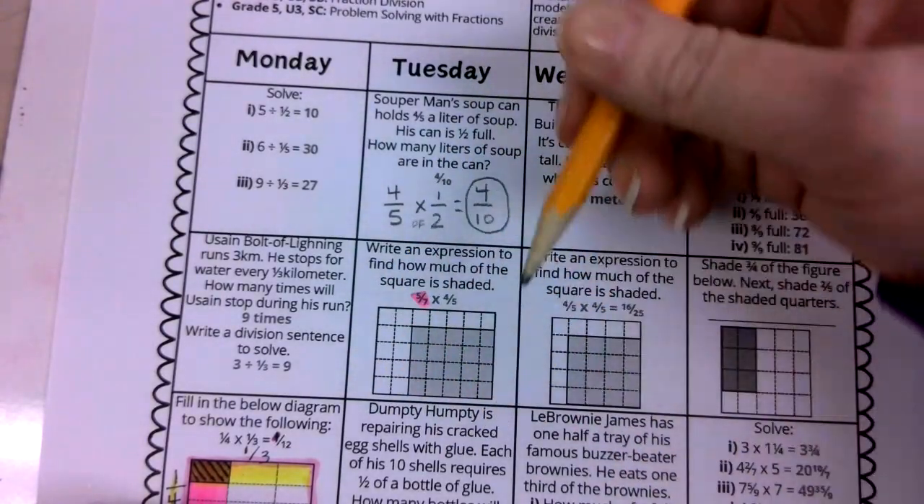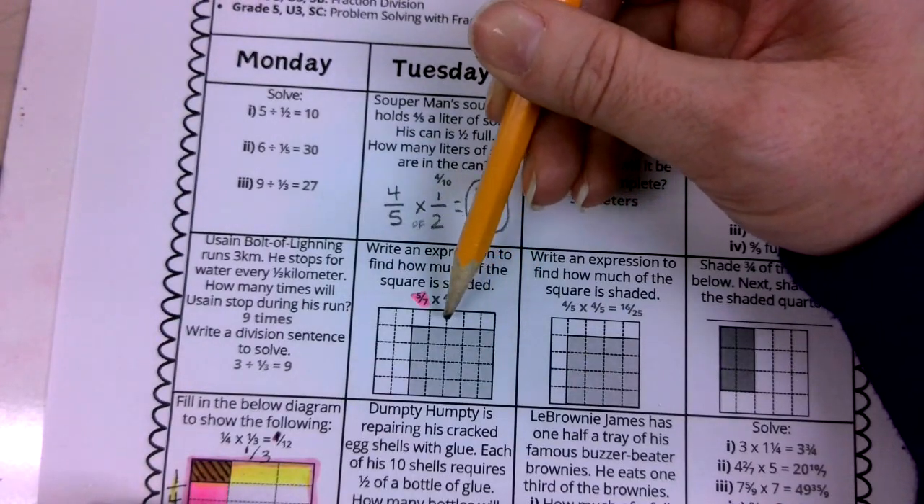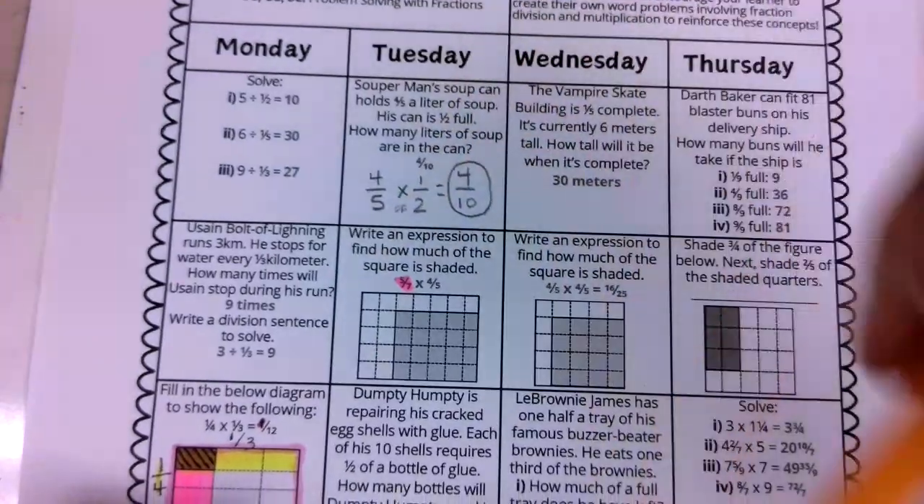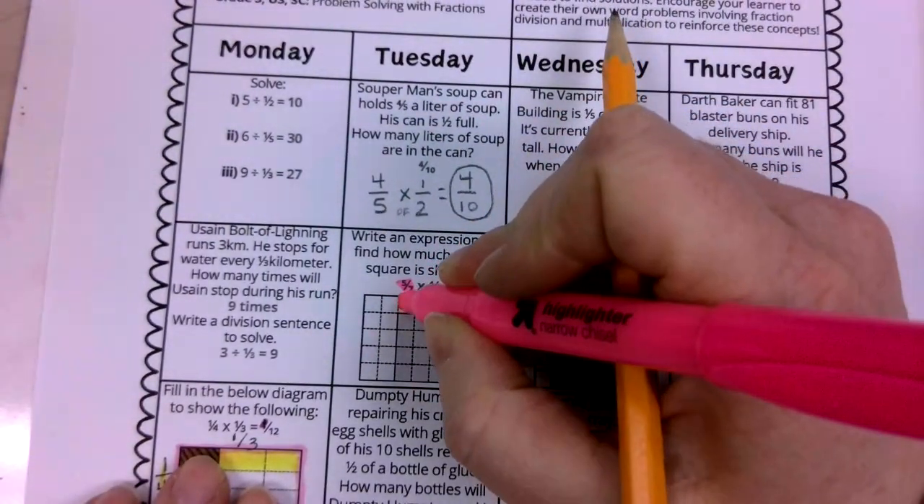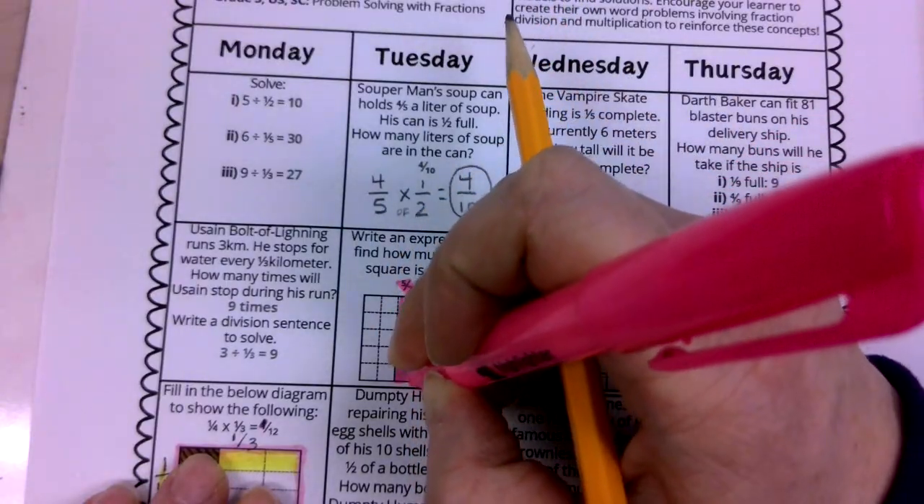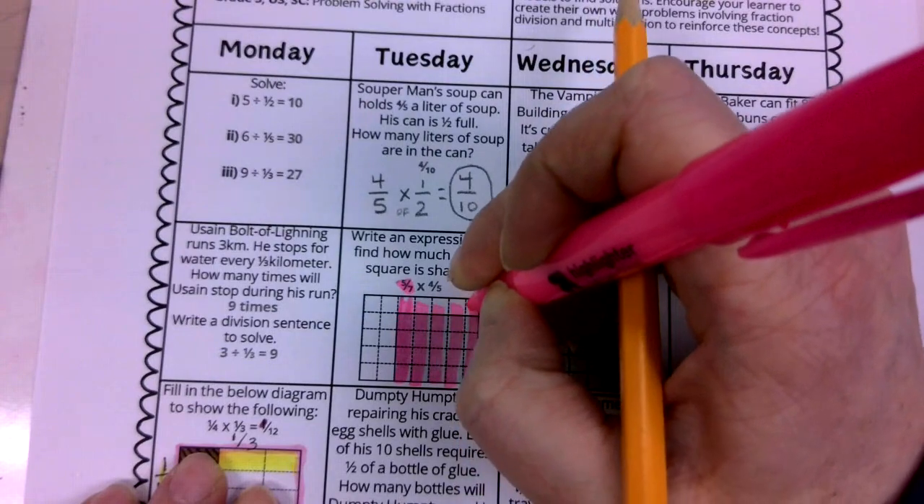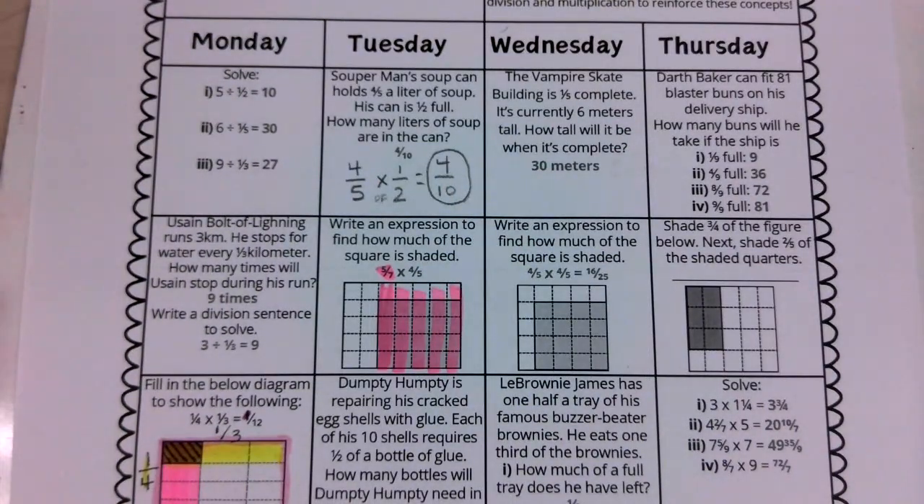We can see our whole is already divided into 7 columns. 1, 2, 3, 4, 5, 6, 7. We could imagine that we are highlighting these. That's 1 column highlighted, 2 columns, 3 columns, 4 columns, 5 columns. Now I see shading in 5 of 7 columns.